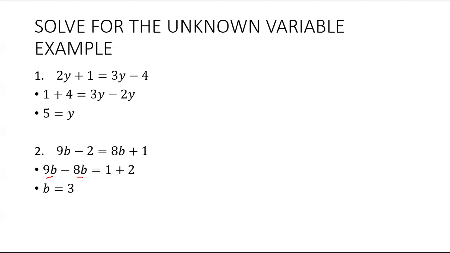But remember when we started the video, I said to you, if you are adding or subtracting terms that have unknowns, you just add or subtract their coefficients. So 9 minus 8 gives you 1. So you end up having 1b is equal to 3. But also from the beginning, you need to remember if the coefficient of the variable is 1, we do not write it. So here your answer will just be b is equal to 3.